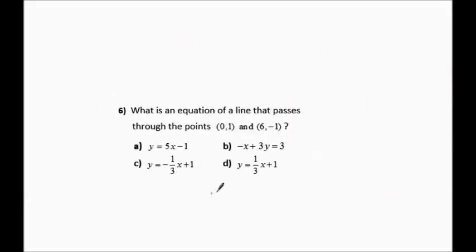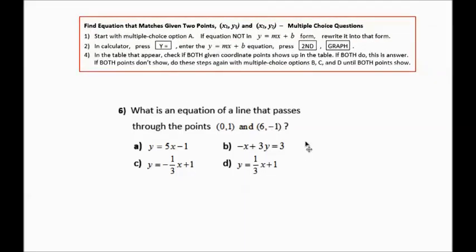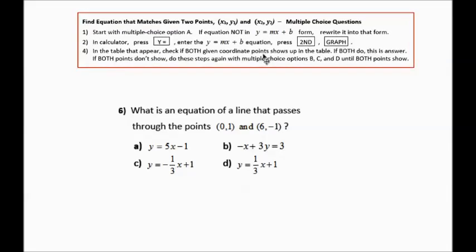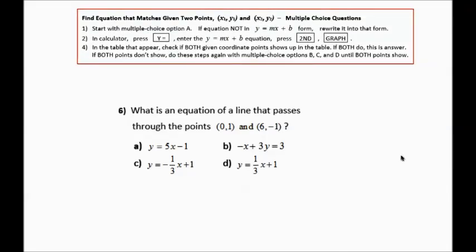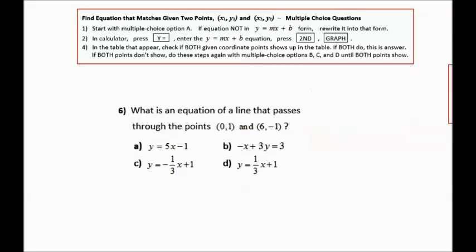What is an equation of a line that passes through points 0, 1 and 6, negative 1? Here's some information from your notes that reminds you how to do this. Of course, you could use your points and figure out your slope using the same formula that we used in example problem 3, and then match that slope to each one of these. But if you don't want to do that, there is this option.